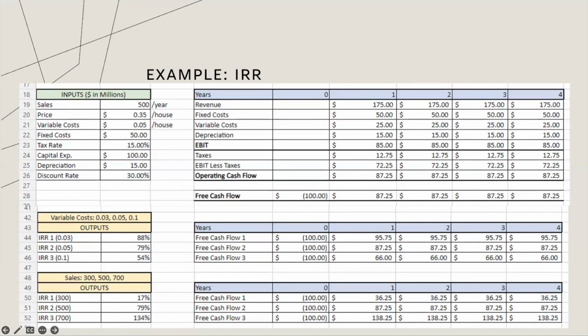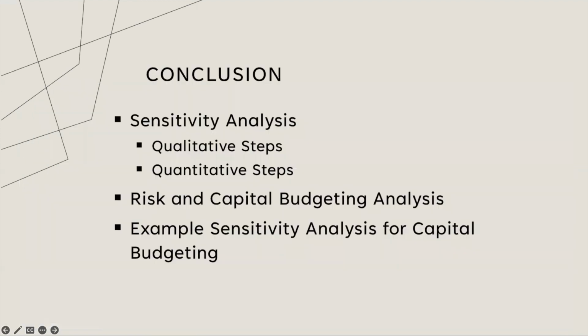Decision makers can understand that the project could be a good investment, but it could also be risky in the case that we have a bad year of sales.